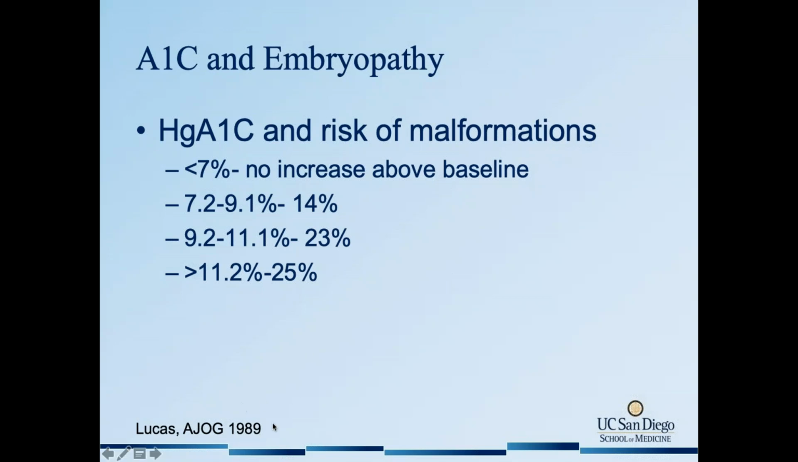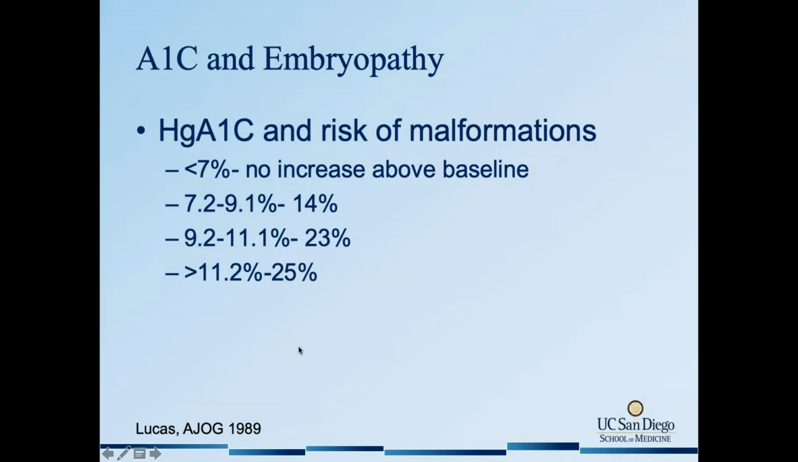And we know that A1C is very closely linked to the risk of birth defects. This is an older study from Dr. Lucas in 1989, but I like to demonstrate it because it shows very clearly the association with worsening A1C and the rate of birth defects. So if you look at an A1C in the range of about 9 to 11%, the risk of birth defects can be as high as 23%, and over 11%, the risk can be as high as 25%.